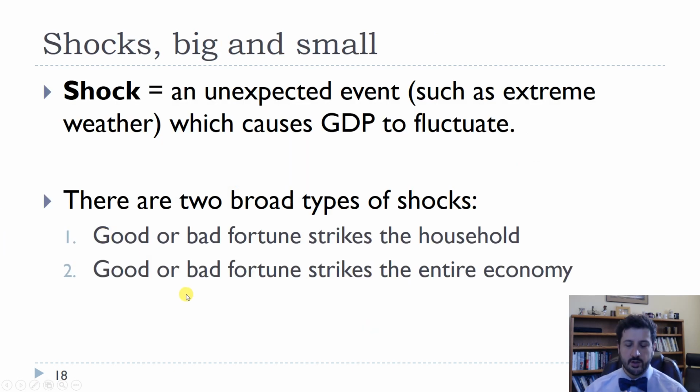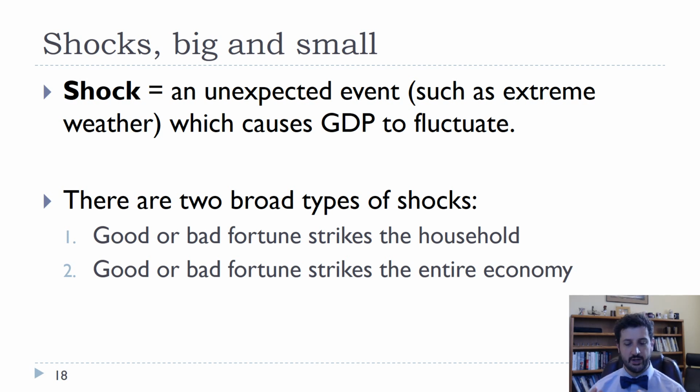So when we want to think about what is going on with these fluctuations, we think of them as shocks, something that happens that is unexpected. So from an agricultural point of view, it could be extreme weather. We had a really good harvest because of lots of rain and sunshine and good weather, or we had a really bad harvest because of a drought or a frost or something like that.